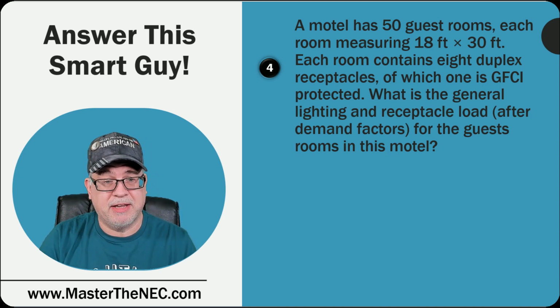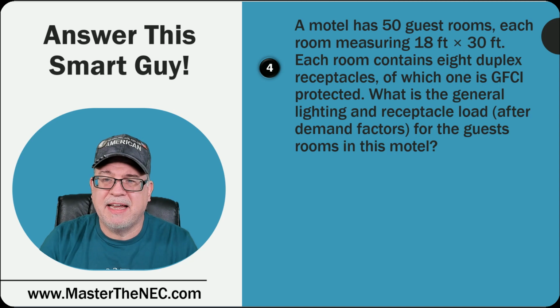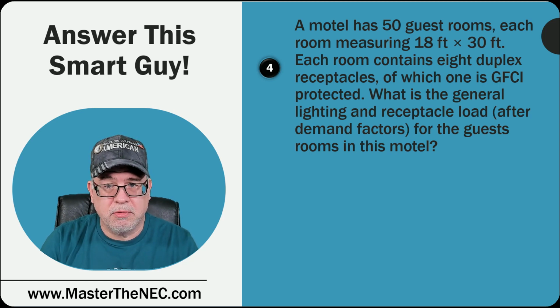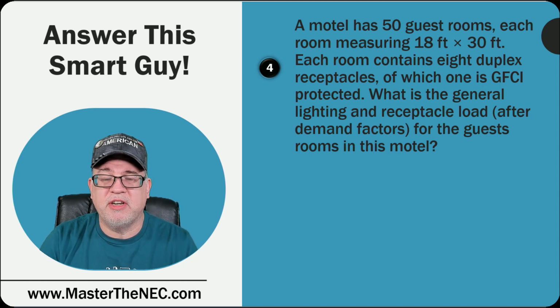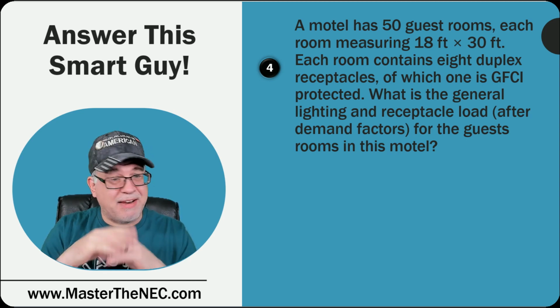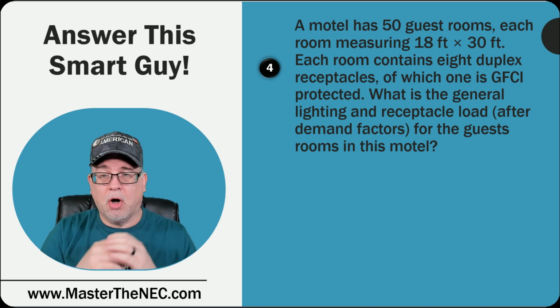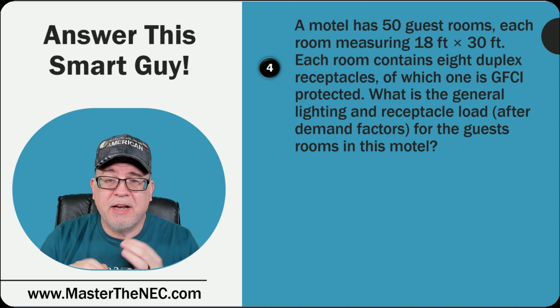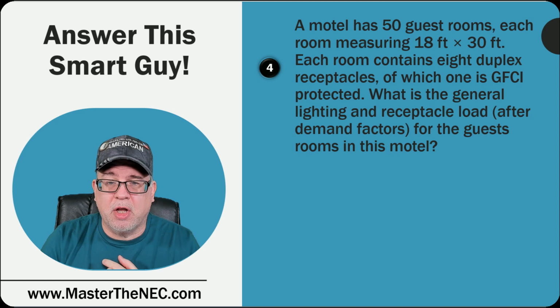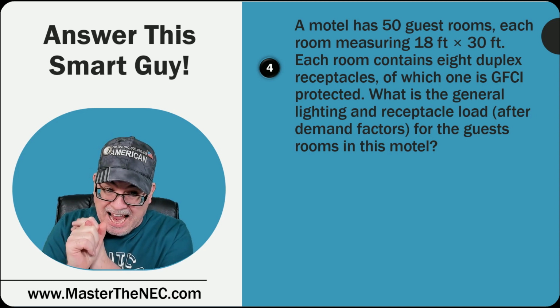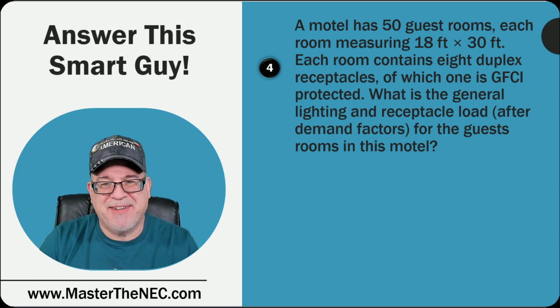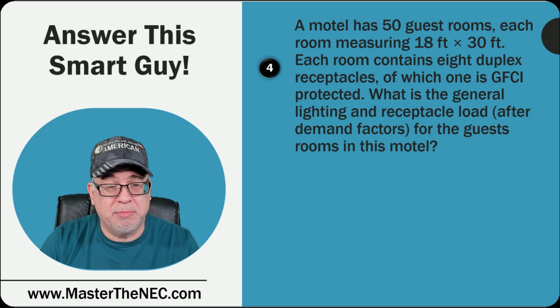It's a pretty decent sized guest room. Each room contains 8 duplex receptacles, of which one is GFCI protected. Okay. What is the general lighting and receptacle load? Now, that's a lot of information it gave you, ultimately asking you what? What is the general lighting and receptacle load after demand factors for the guest rooms in this motel?